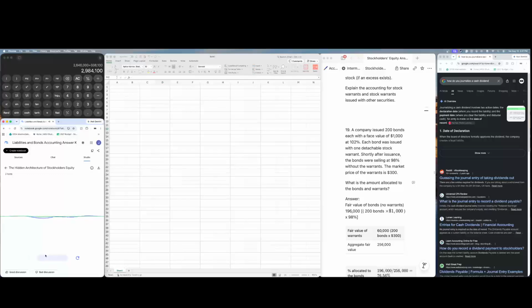Structure holding that entire company together. Our listeners got something to share. Let's hear it. Could you explain accounting for stock warrants and stock warrants issued for other securities? Number 19.